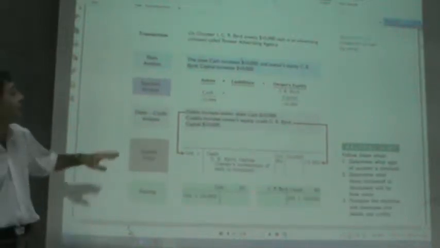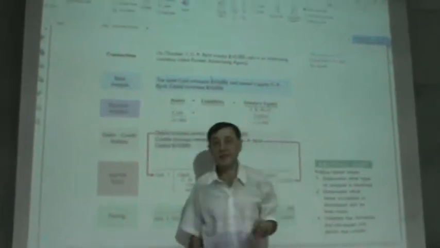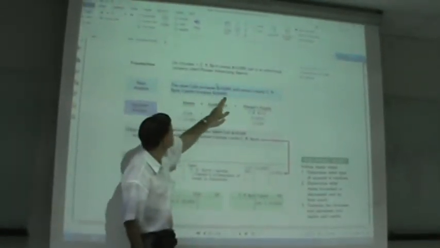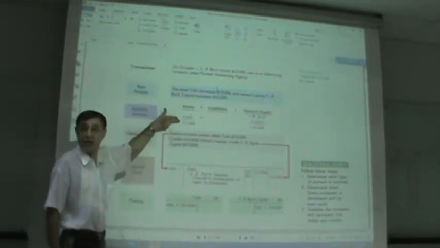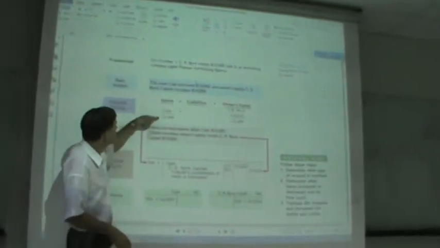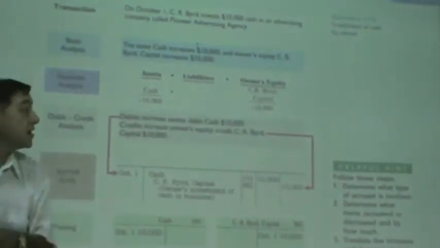And the illustration is example number 1. Investment of cash by owner. Cash goes up, capital goes up. Okay? So, basic analysis. As cash increases, owner's equity increases. This is what we did in chapter 1. This is what you just did on your exam. Cash plus 10,000, capital plus 10,000.